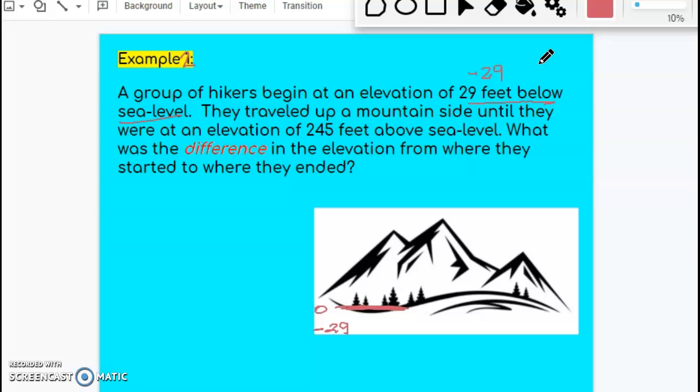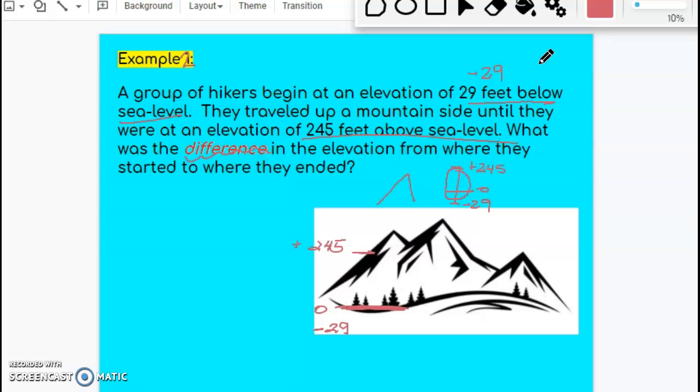They traveled up the mountainside until they were at an elevation of 245 feet above sea level. So let's say we're up here now, 245 feet above sea level. So that would be a positive integer. And again, if there was no picture, you could even just draw something like a line with the sea level, and then you're here, negative 29, and now the hiker ends up here. What is the difference, so this word actually says difference, in the elevation from where they started to where they ended? So we want to know the space here, so the difference between the two.